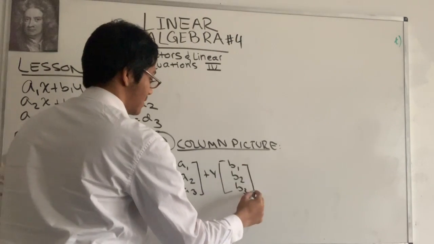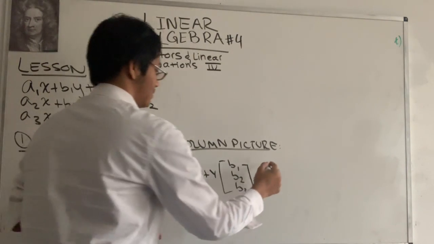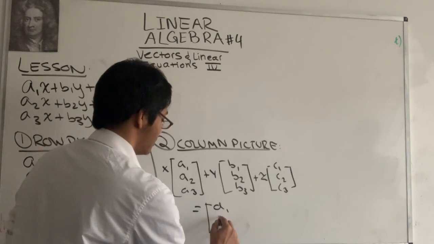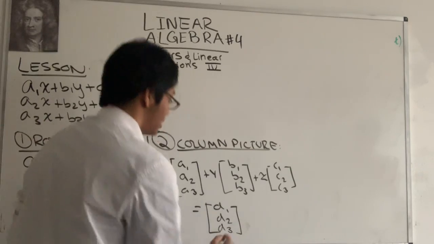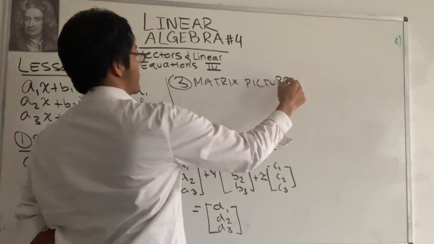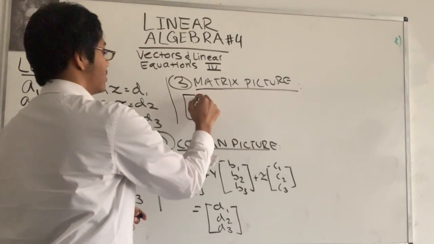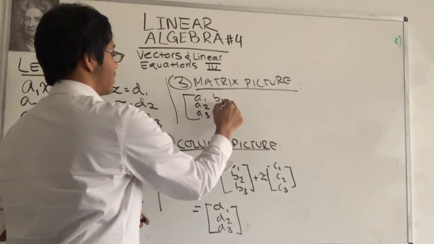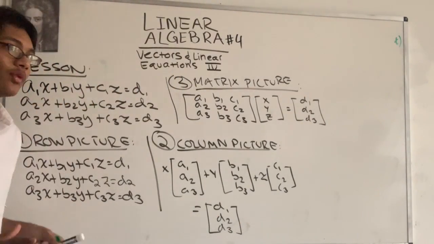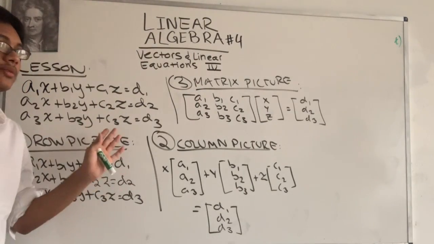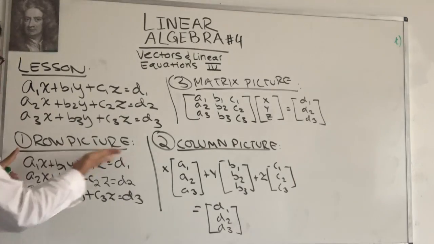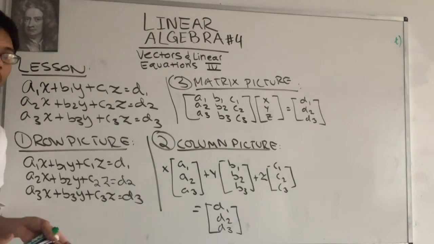So I'm going through this fast because hopefully you've understood all the ideas we've gone through so far. And this is equal to the column vector I want. And lastly, the new picture, the matrix picture. Okay, what was our matrix picture? Well, we just put all the coefficients in, right? We just drop all of them in. Okay, so now in this general picture of how to solve a system of linear equations, we have our three pictures. We have row picture, we have column picture, and we have matrix picture.